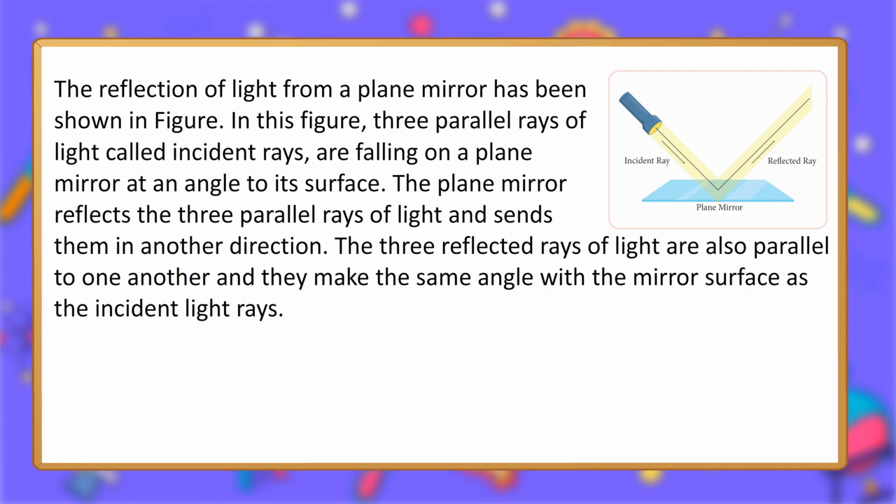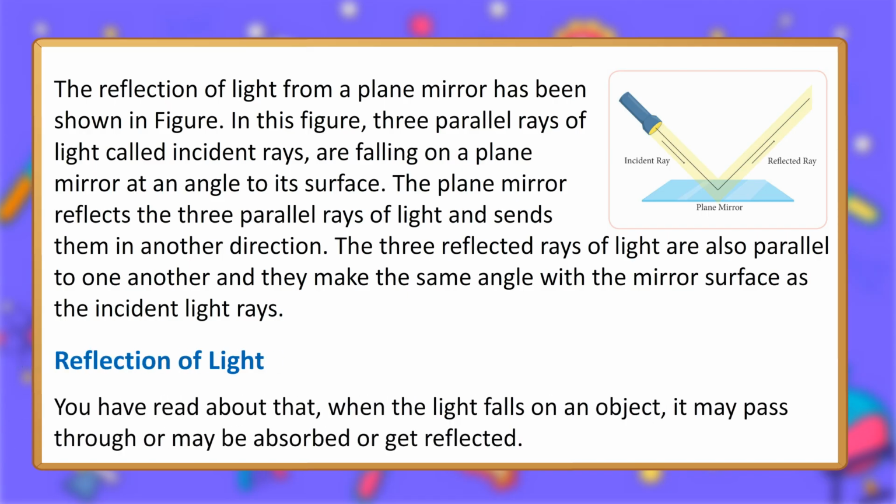The reflection of light from a plane mirror has been shown in the figure. In this figure, 3 parallel rays of light called incident rays are falling on a plane mirror at an angle to its surface. The plane mirror reflects the 3 parallel rays of light and sends them in another direction. The 3 reflected rays of light are also parallel to one another and they make the same angle with the mirror surface as the incident light rays.